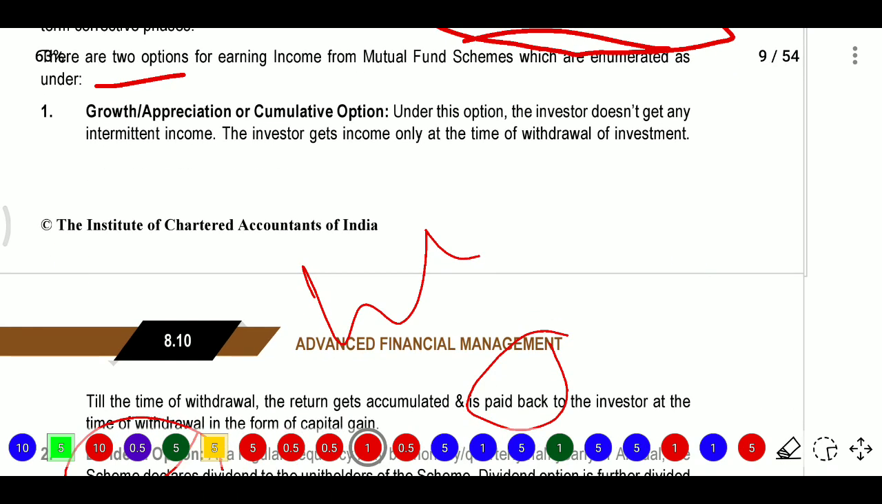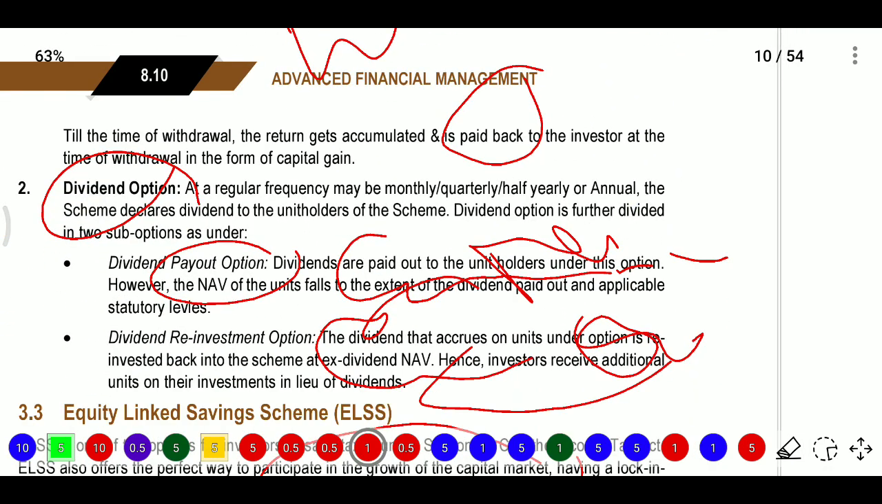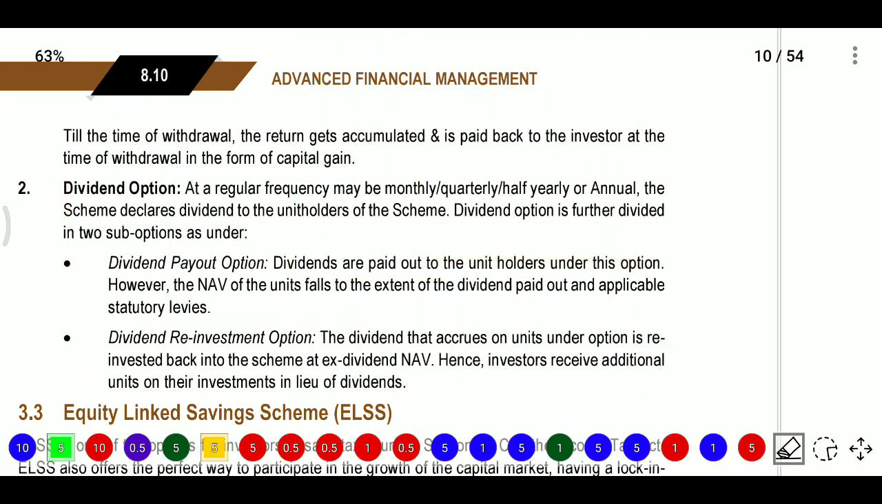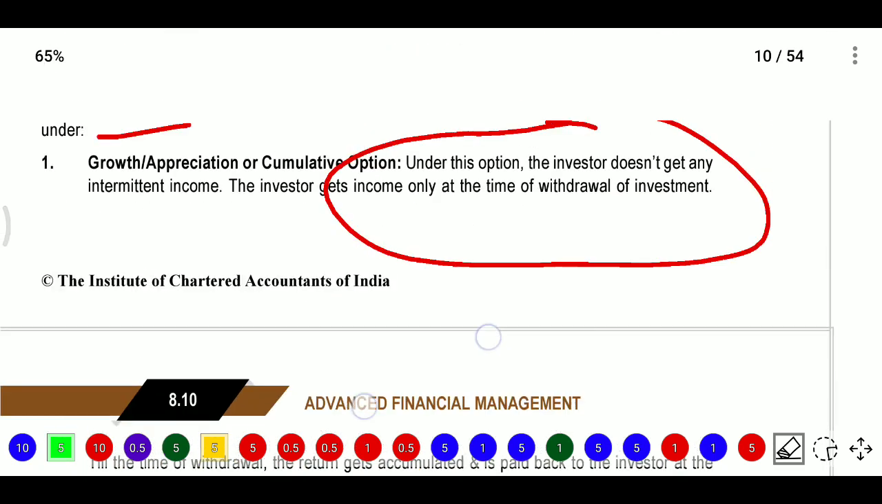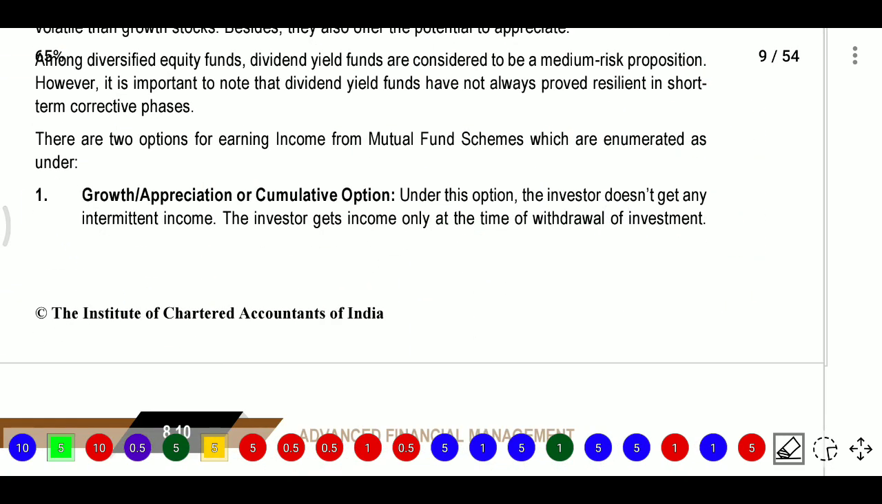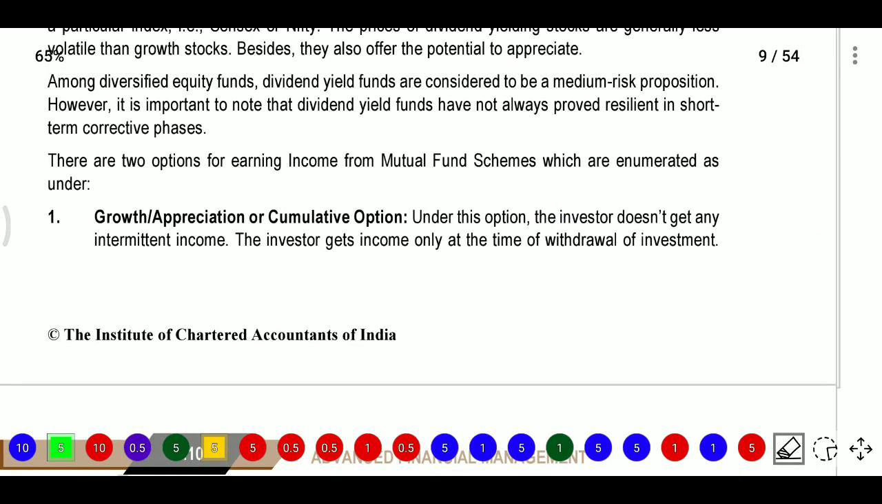So here, growth, appreciation or cumulative option, the investor doesn't get any intermittent income. The investor gets income only at the time of withdrawal of investment. So whenever he withdraws the investment, then he will get the amount. Till the time of withdrawal, the return gets accumulated and is paid back to the investor at the time of withdrawal. In the growth option, whatever dividend you are getting will accumulate to your fund, and only whenever you withdraw will you get the amount. That is the growth or appreciation or cumulative option.